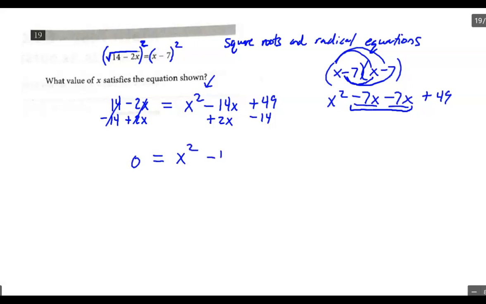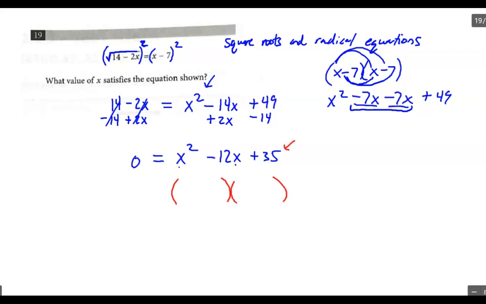And combine these out, I get that. Negative 14 and a positive 49, that's plus 35. And now to solve this quadratic, because you notice I have x's in two different spots, so I can't just get x by itself. What I'm going to have to do is attempt to factor this thing. So here comes the factor game.